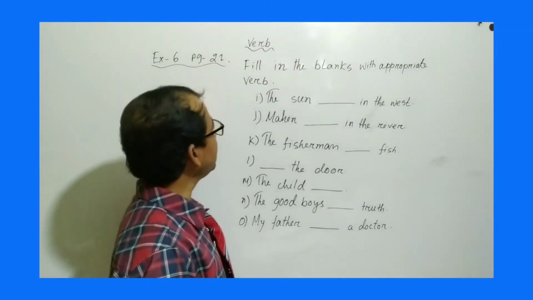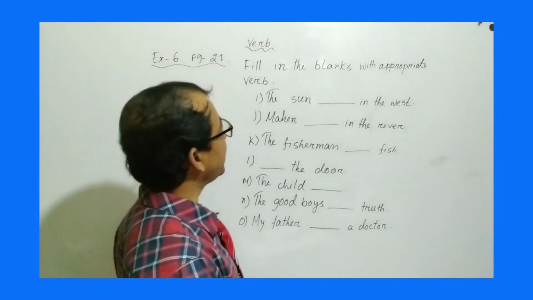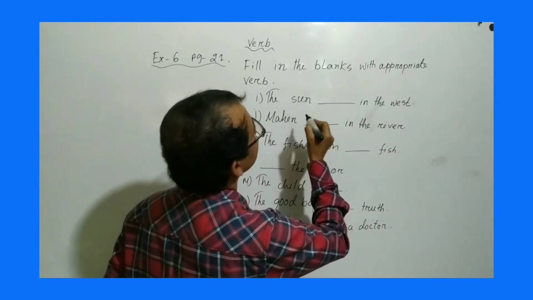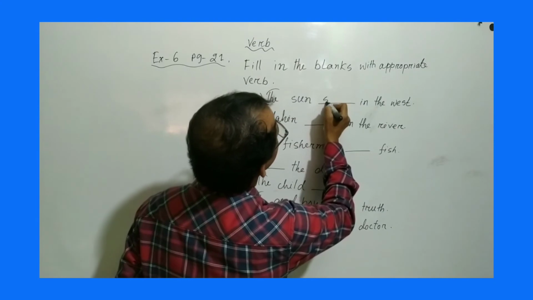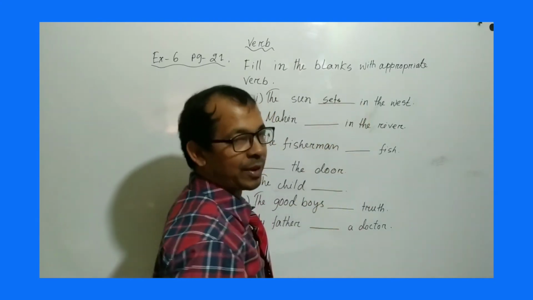Next one, my dear student. The sun dash in the west. So here, what verb can you write? The sun sets, S-E-T-S, sets in the west. Okay.